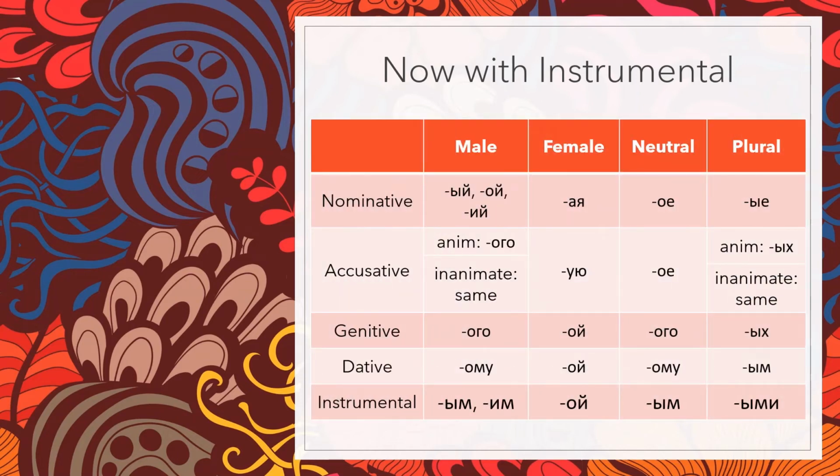Now the endings. For male or neutral, it is -ым unless, of course, you're following one of those letters, in which case the ы becomes an и. But usually the ending is -ым. For female, it is -ой. And then for plural, it is -ыми. Okay, so let's look at some examples.